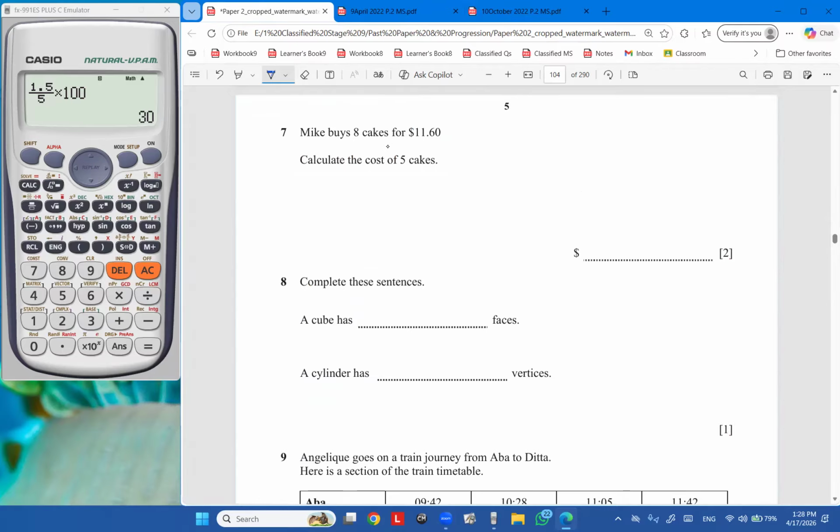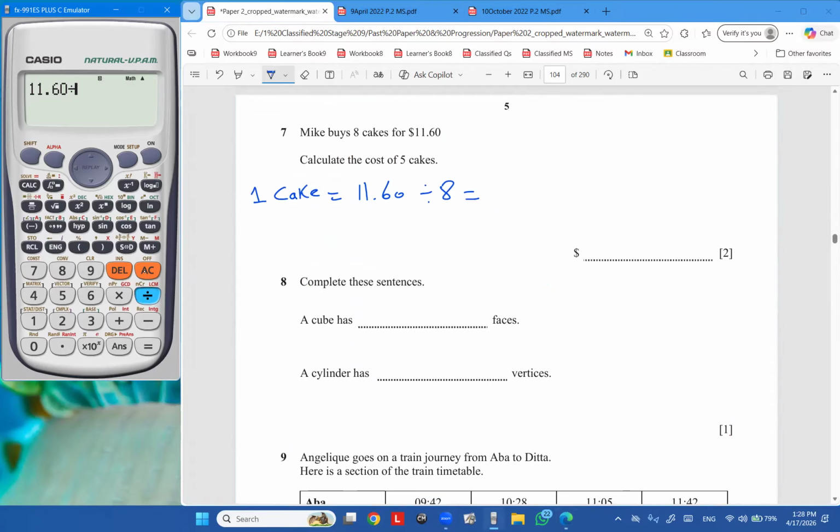Mike buys 8 cakes for $11.60. Calculate the cost of 5 cakes. So you need to find the cost of 1 cake first. So 1 cake is going to be costing how much? Only 1 cake costs 11.60 divided by 8, which is going to give you what? Exactly 1.45. This is the price for 1 cake, but we want 5 cakes. Then you need to multiply this by 5, which is exactly 7.25.